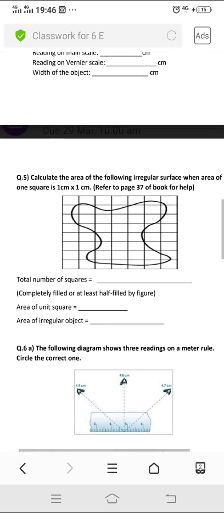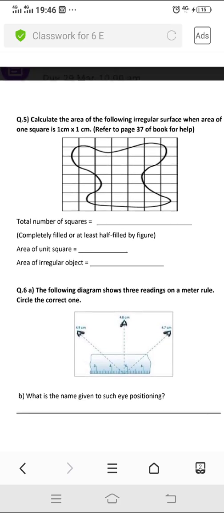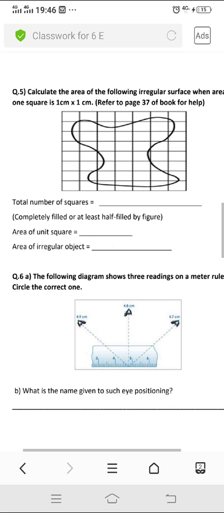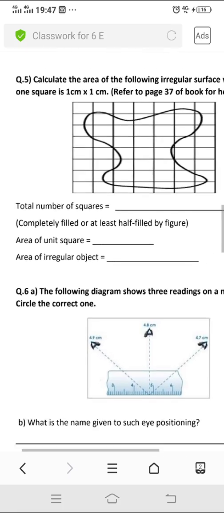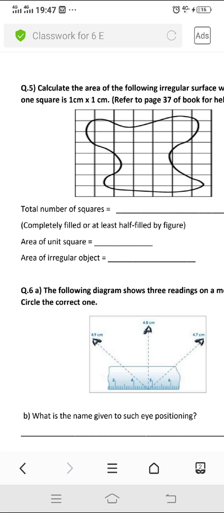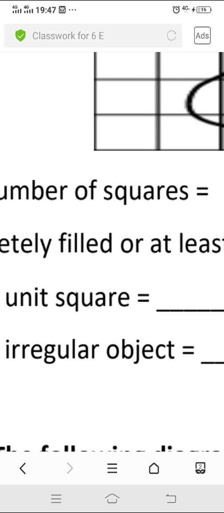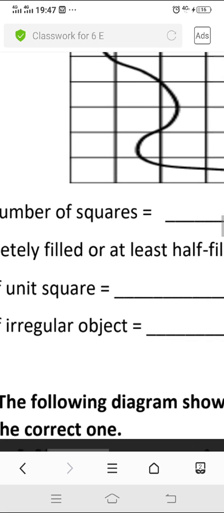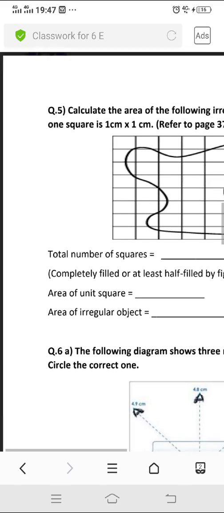Now look at this. Calculate the area of the following irregular surface when area of one square is 1 centimeter into 1 centimeter. So remember, the formula for area is length into breadth. So in case of a square, the length and the breadth are equal, right? So 1 into 1 gives you 1 centimeter square. So the area of each unit is basically going to be 1 centimeter square. Why am I saying that? Because see, the length is 1 and the width is 1, so 1 into 1 is going to give you 1 centimeter square. So the area of unit square is going to be 1 centimeter square.